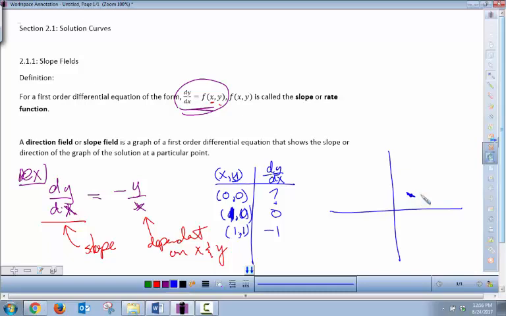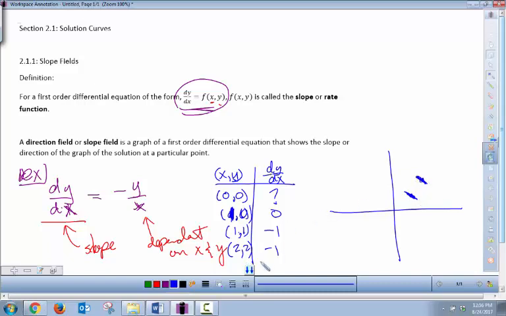So let me just draw a small little line segment that looks like it has a slope of -1. Let's try another one. 2, 2. What's the slope there? -1 also. So at the point 2, 2, I'll have a slope of -1 also.